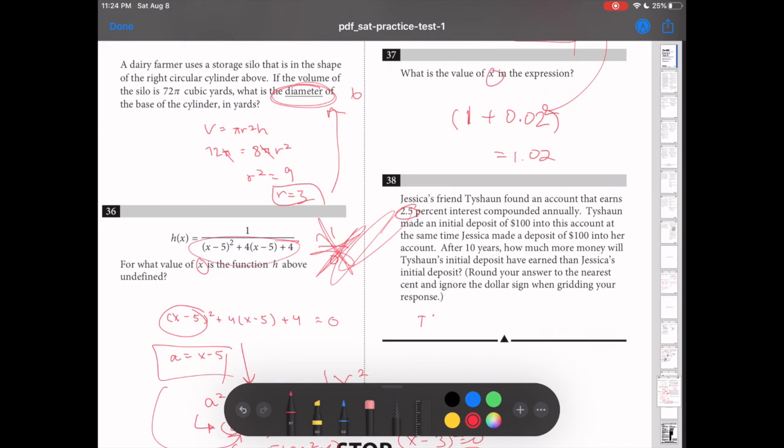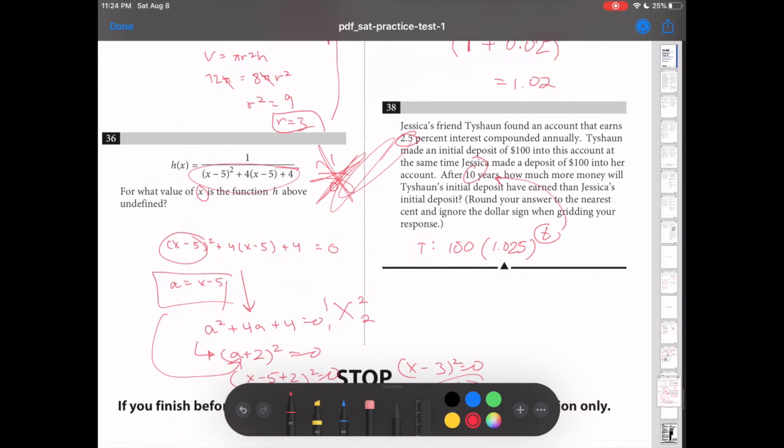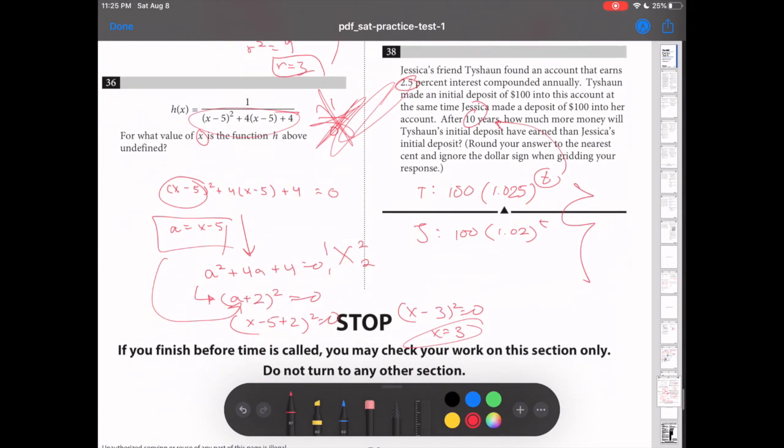So for Taishan, that's going to be 100 times 1.025, because it's 2.5%, to the power of time, which is going to be 10 years here. For Jess, we already wrote it to t as well. All you need to do is find the difference between the two. Beware of rounding, be very careful, don't round until the end, and you should be able to get 6.11 as your answer.